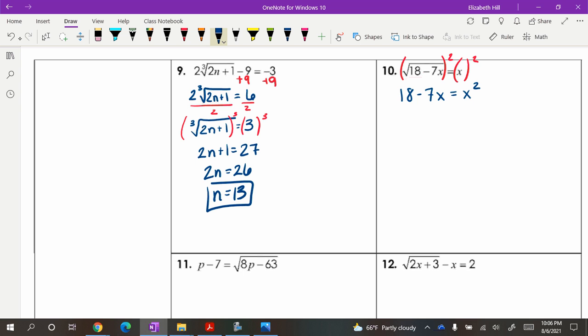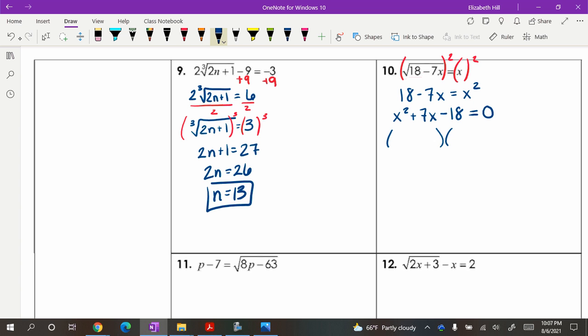Now, what this is creating for us is a quadratic equation. So quadratic equations involve us either factoring or completing the square, anything along those lines. And this one, it looks like I can factor it pretty easily. So I'm going to get everything equal to 0. So x squared plus 7x minus 18, we're going to set that equal to 0.